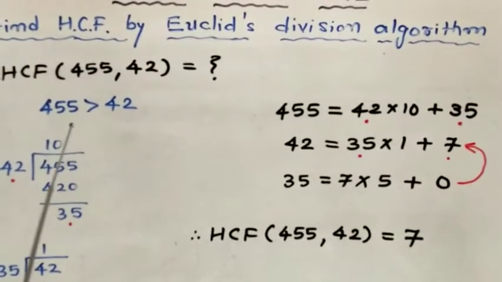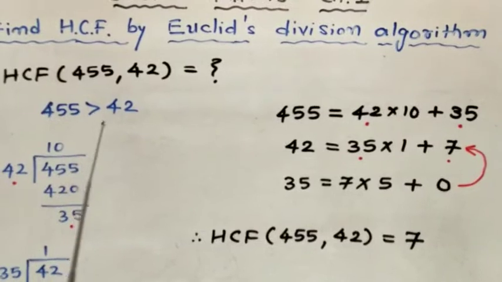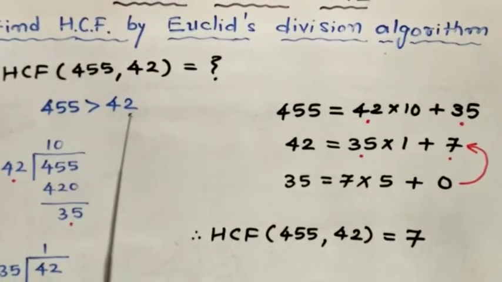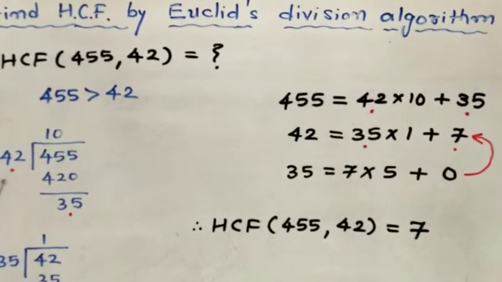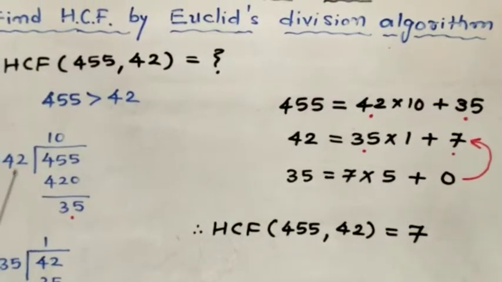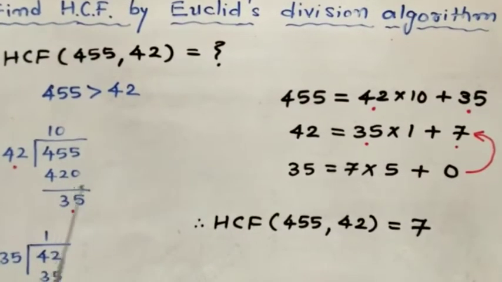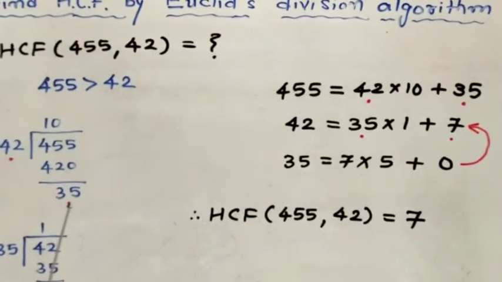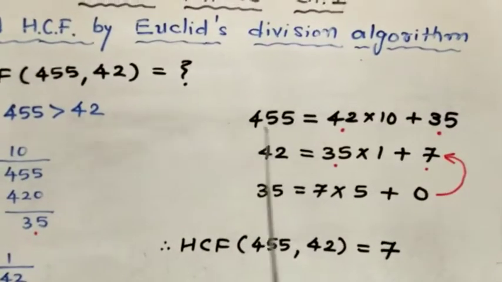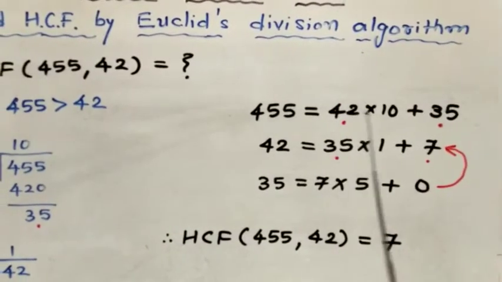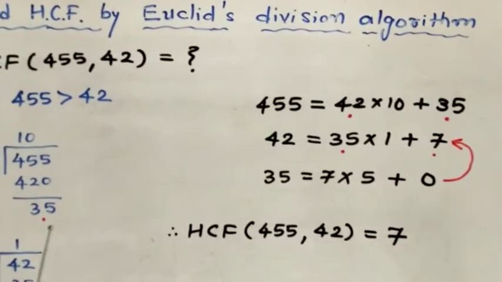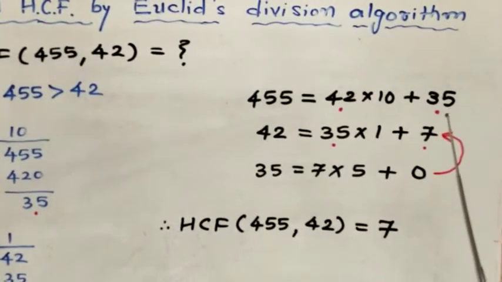Here you can see that 455 is greater than 42. So we will divide 455 by 42. 42 times 10 is 420, and we get remainder 35. As per Euclid, we will write 455 is equal to 42 into 10 plus 35.